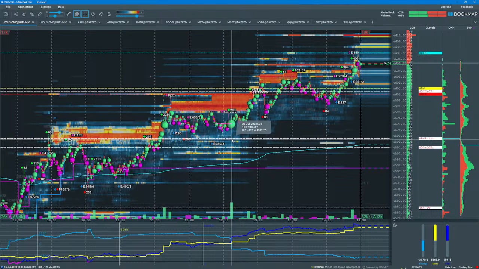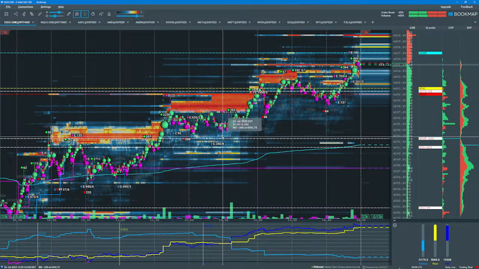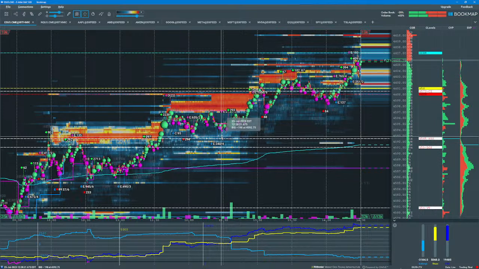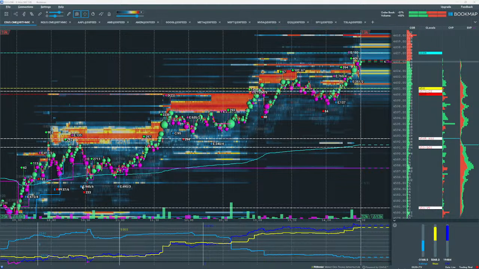And now the ES heading up toward the upper daily expected move at 4607. All right, nice steady uptrend in the S&P 500. Multiple pullback entries. All long setups.